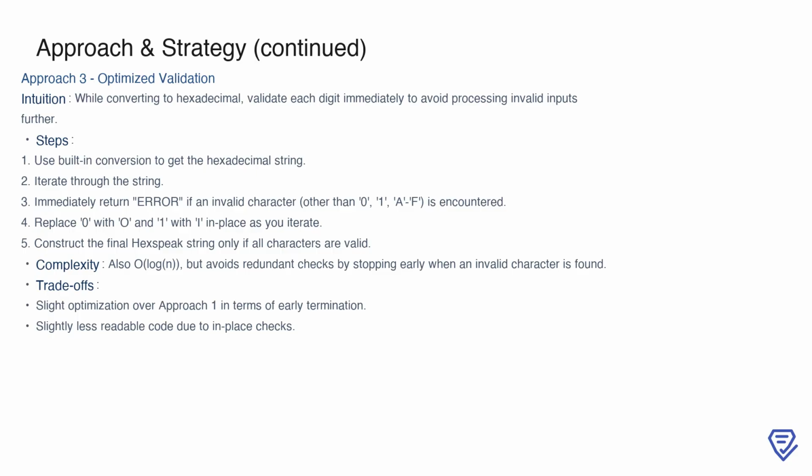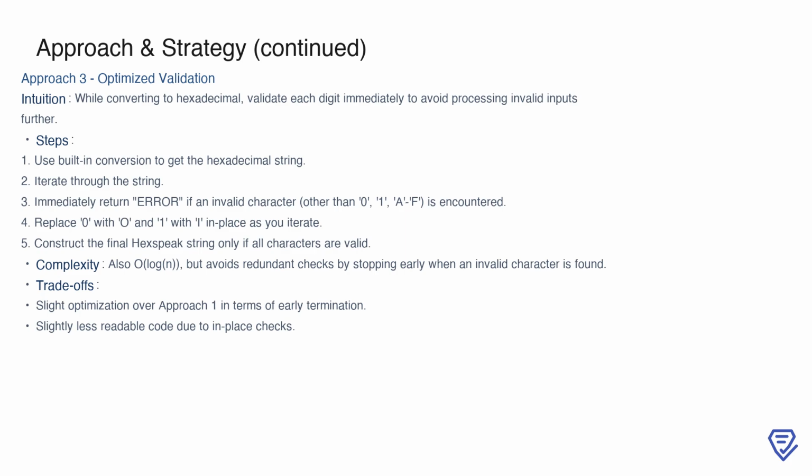As we encounter each digit, we check if it is valid. Characters must be 0, 1, or within A to F. If any invalid character is found, we terminate the process early and return error. For valid digits, we replace 0 with O and 1 with I directly during this iteration. If no invalid characters are found, we construct the final Hexspeak string and return it.